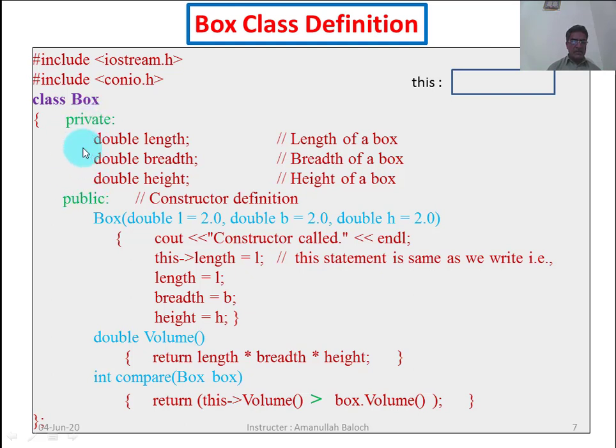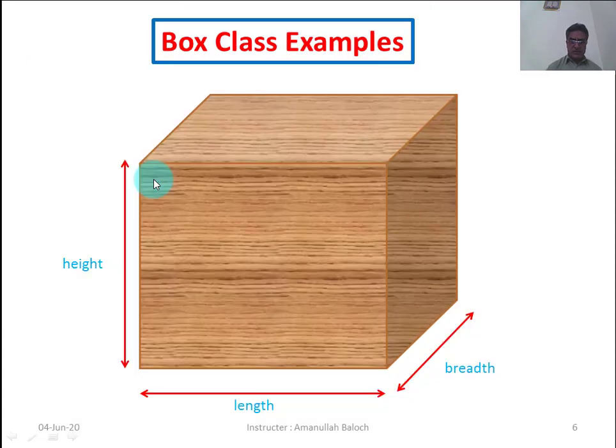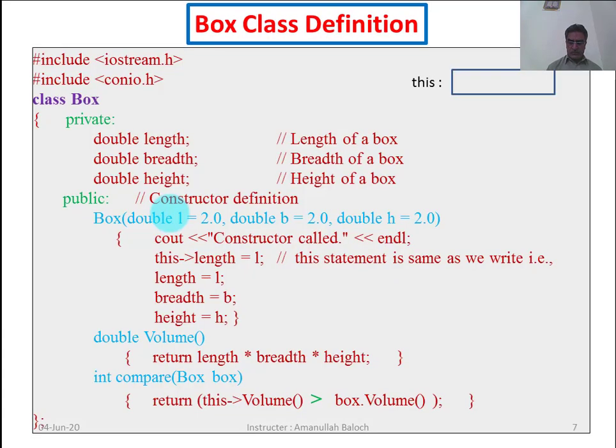In the private section, we are going to declare the attributes of the box, that is length, breadth and height, which we have discussed in our previous slide. So here we are declaring that the box has a length, box has a breadth and box has a height. Length of box, breadth of box and height of box.